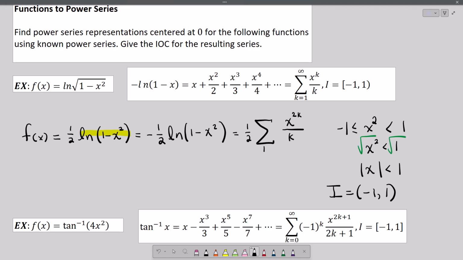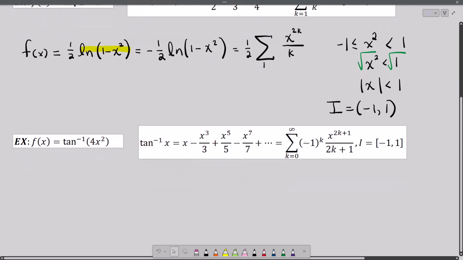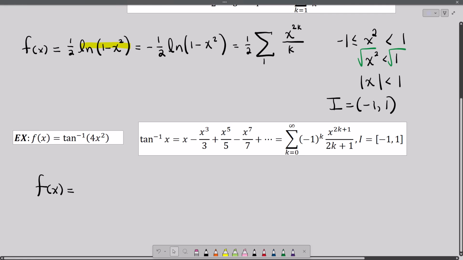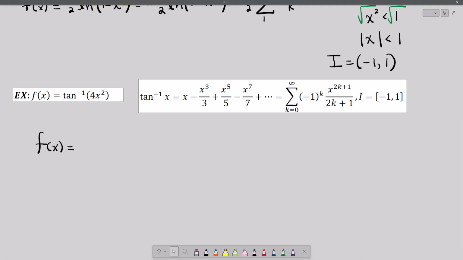Let's try one more of those. So we have a known power series for arctan. Looks a lot like sine. The only difference is that for sine, we have factorials in the denominator. So how are we going to get the power series for f? What are we going to do to this x so that it matches? We're going to replace this x with 4x squared.